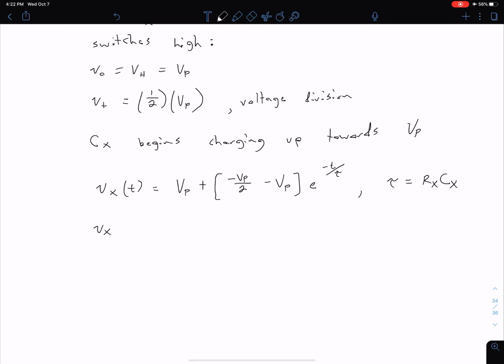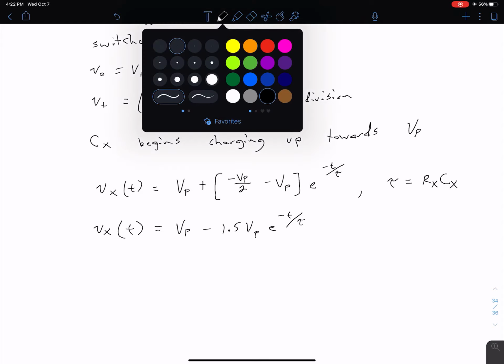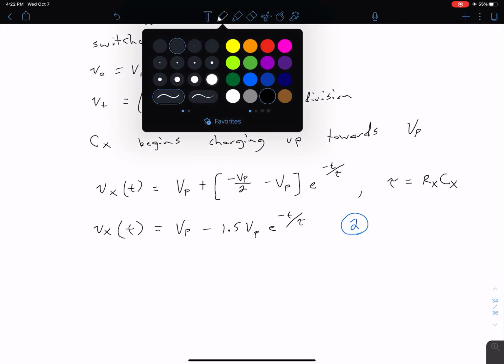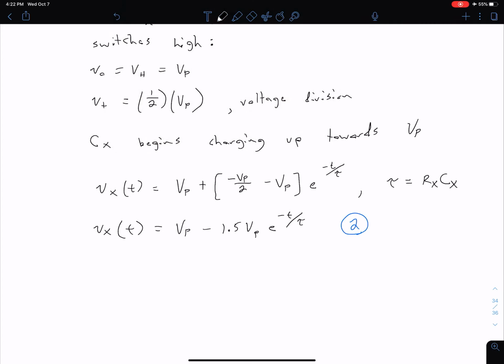So let's simplify this a little bit, and we have Vx of t is equal to Vp minus 1.5 times Vp times e to the minus t over tau. And to be consistent with my notes, it looks like I have this labeled as tau sub x, but I'm going to leave that as tau for now. And so let's call this equation 2. So this is going to be an equation for when our capacitor is charging up.